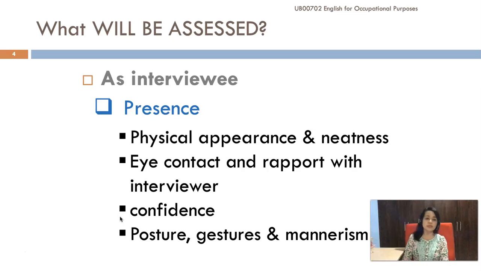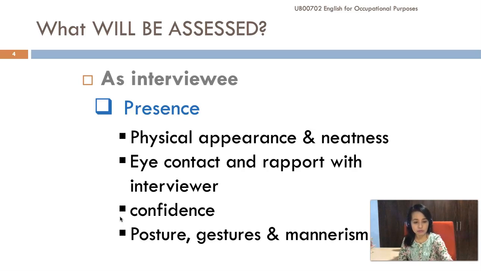Posture would mean how you are sitting, where you place your hands. Gestures would mean, of course, your movement. And it could also be your mannerism. For example, were you being polite, or were you addressing me correctly? So these are all the things that will be grouped under the presence criteria.